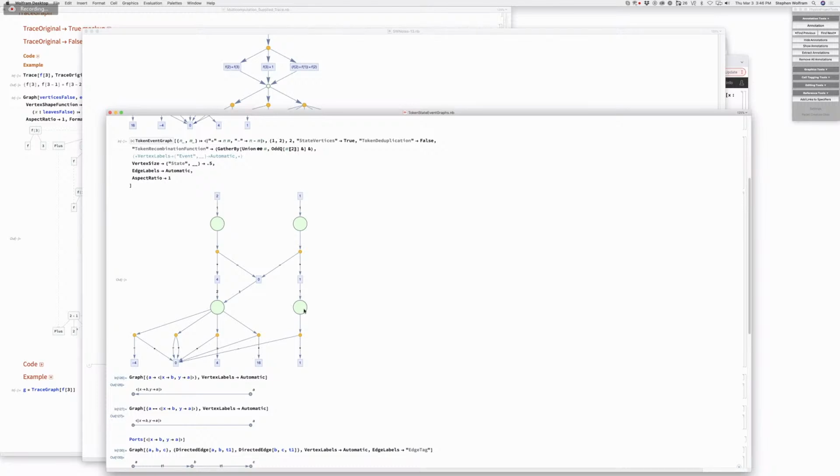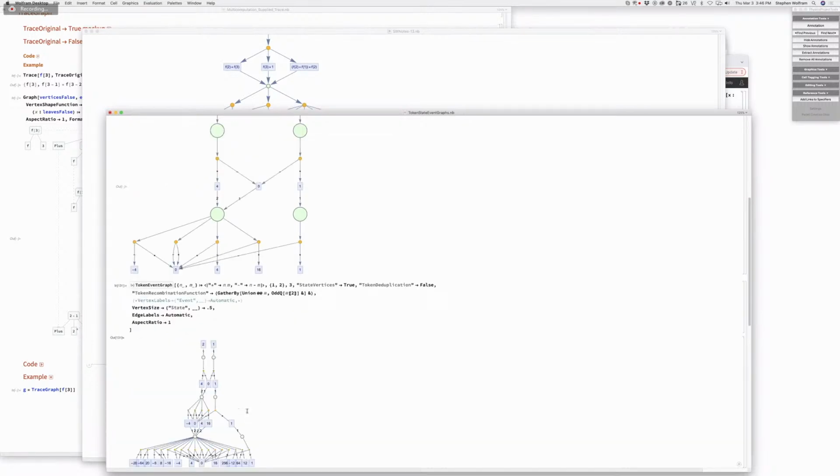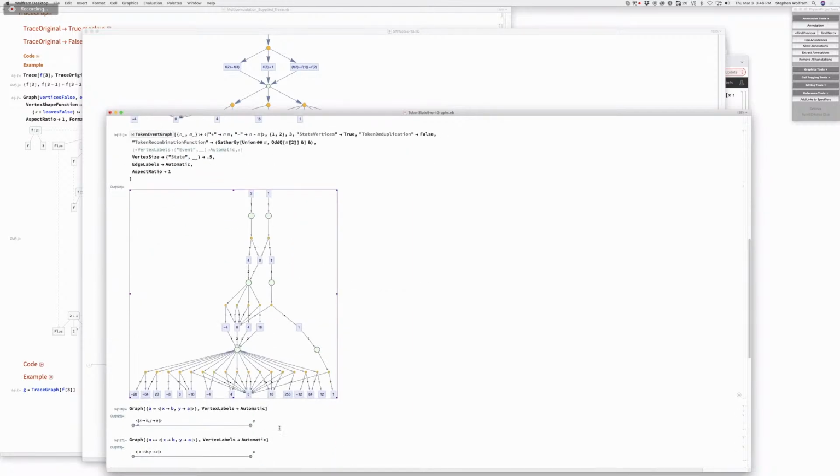Right. Yeah. Can we evaluate it at an additional step? Does it get more lively? Then you have an additional step. You have separate events that act on different states. I just wanted to see what happens next.